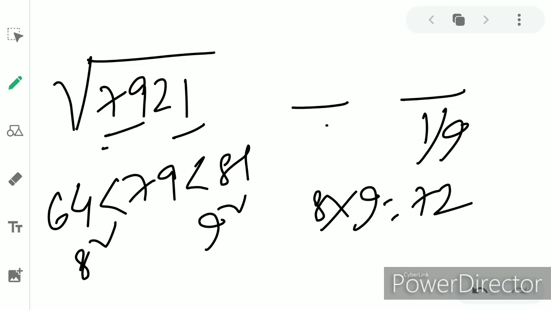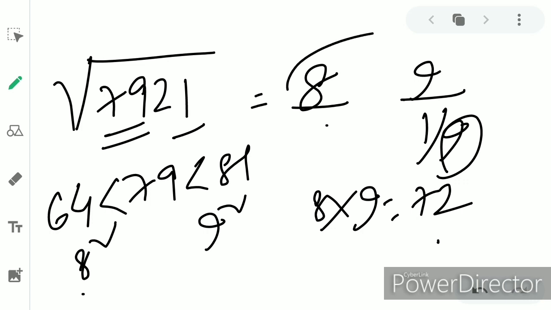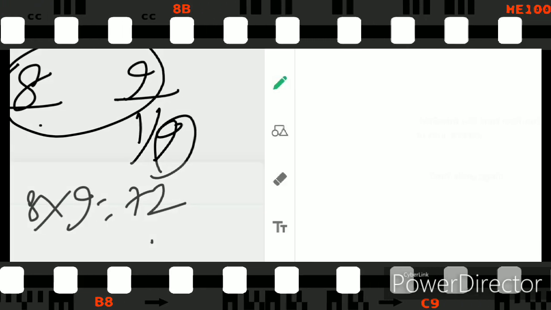Now 79 is greater than 72, so choose the bigger number for the units place. And 79 is greater than 8 square, so the tens place is 8. Therefore square root of 7921 is 89. Okay. Let's take one more example, say square root of 1296.